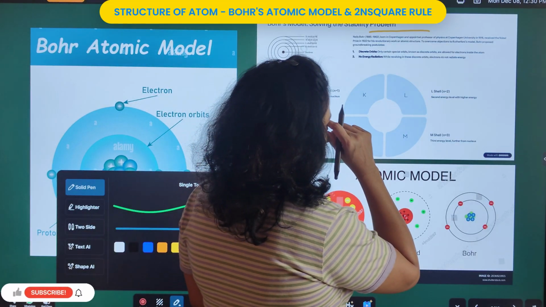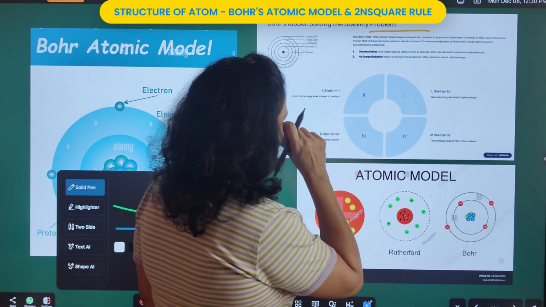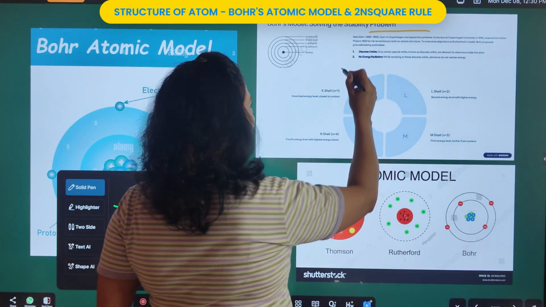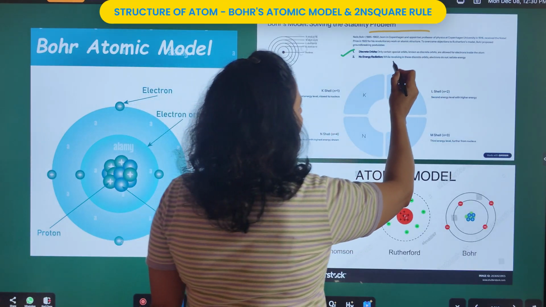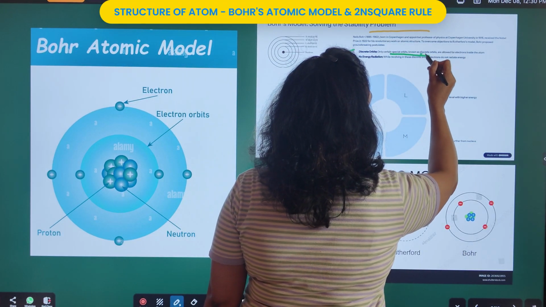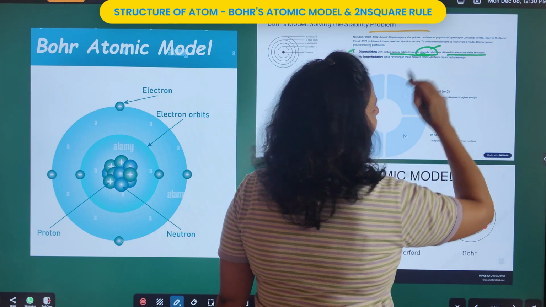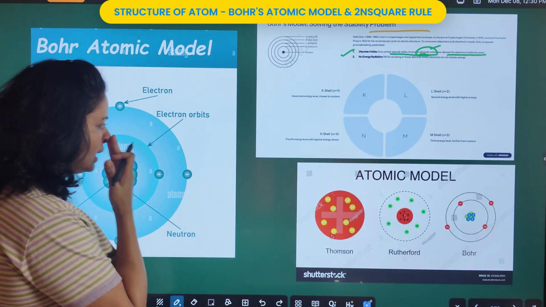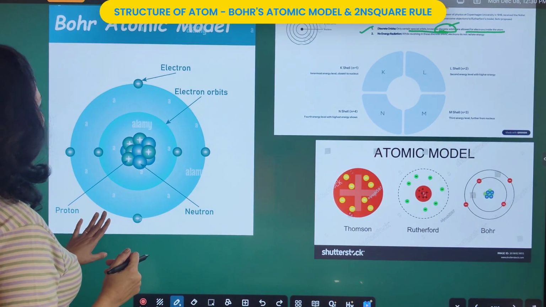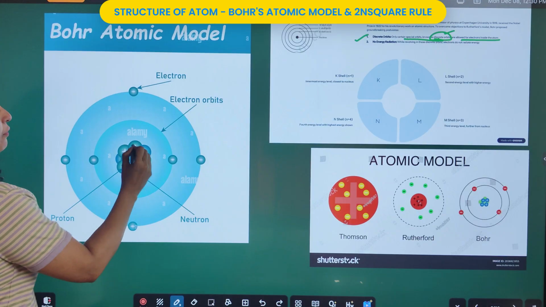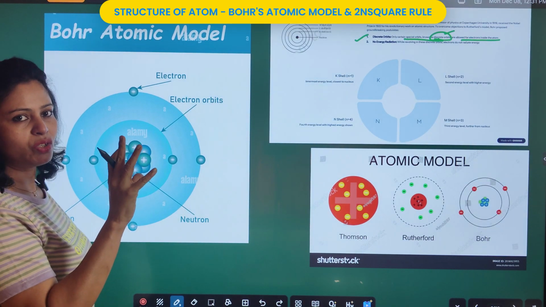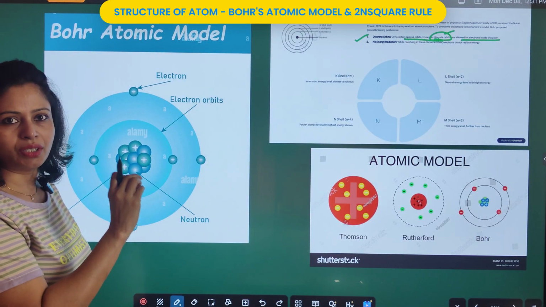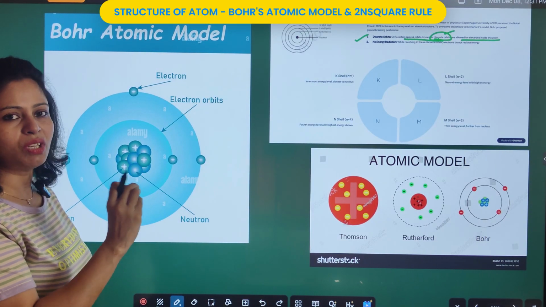Niels Bohr was a professor of physics, and he told two things. One was about discrete orbits. Only certain special orbits, known as discrete orbits, are where electrons are allowed to revolve around the atom. If you see here, this is the nucleus which has the protons. The nucleus is a very small part of the atom, where the whole mass of the atom is concentrated because of the protons. Proton is the one having mass.